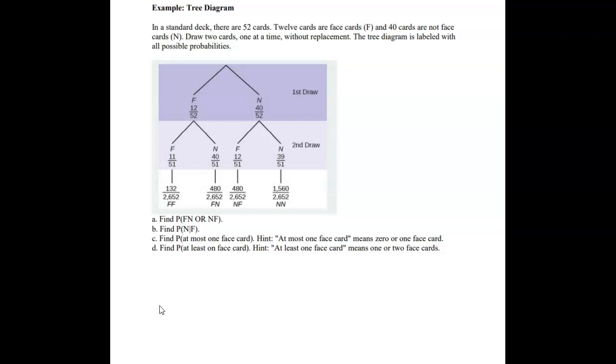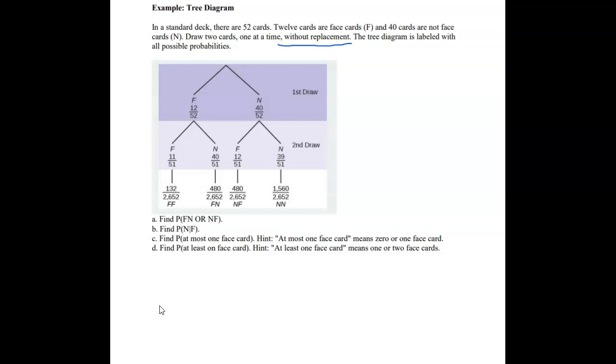So here we have a standard deck with 52 cards. 12 are face cards and 40 are not face cards. You draw 2 cards without replacement, so you don't put the card back in after you pick it. And the tree diagram is labeled with all the possible probabilities. So on the first draw, you either get a face card or not a face card.